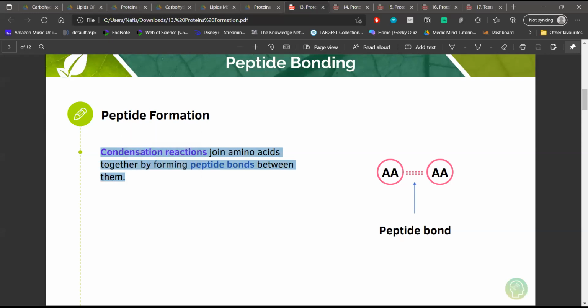No. Polymerase forms the phospholipid backbone. DNA helicase is not. DNA helicase breaks the hydrogen bonds. Lipase, no. Lipase breaks down fats. Lipase has nothing to do with proteins. Amylase, again, breaks down carbohydrates. Pepsin. Pepsin breaks down proteins, not forms the peptide bonds.